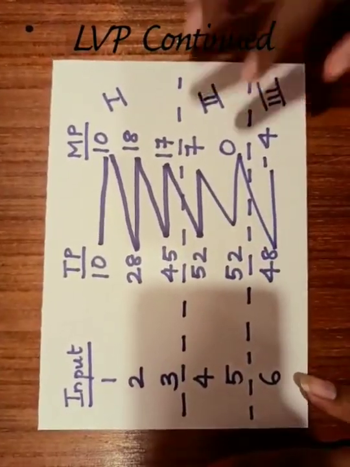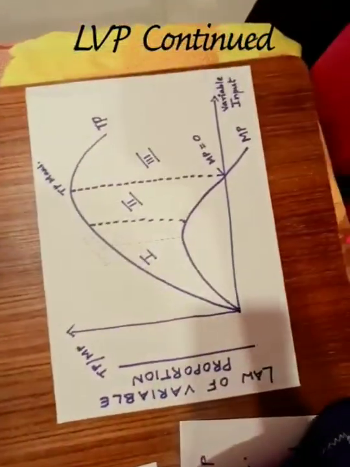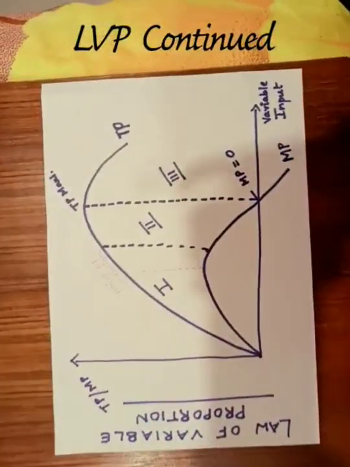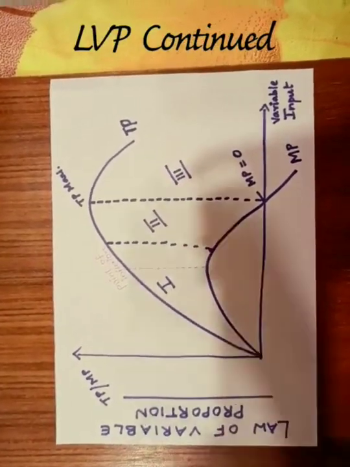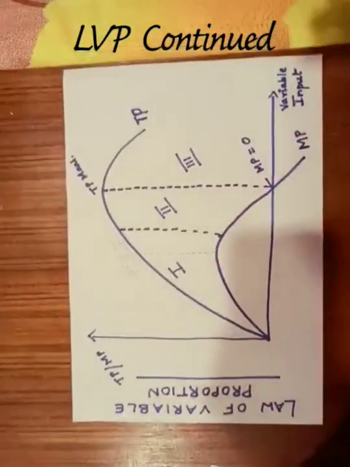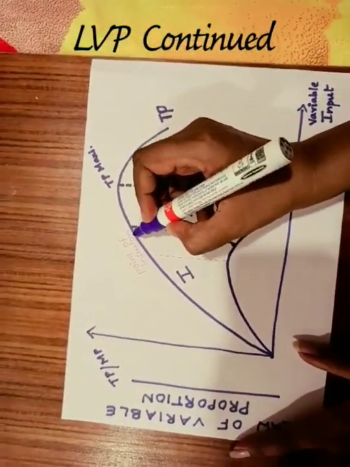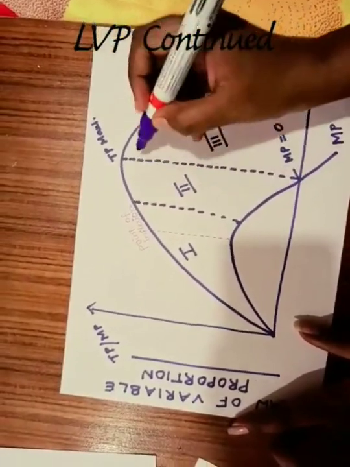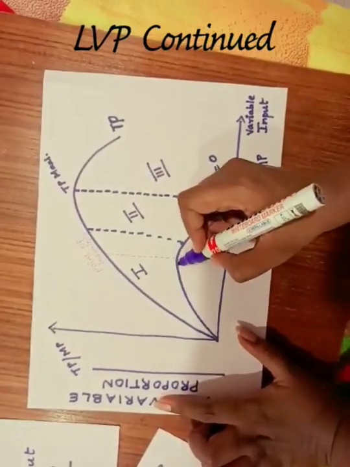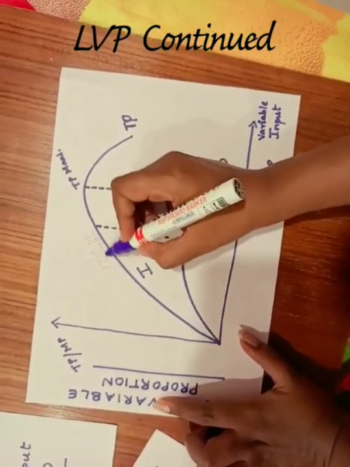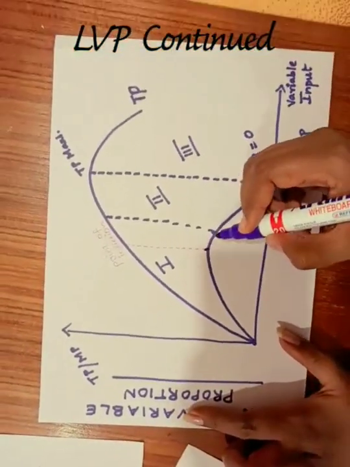Now we have to depict it through a diagram. So this is the diagram for the law of variable proportion. Here you can see a TP curve and an MP curve. See TP in the first stage, as we have learned, is increasing at an increasing rate, then at a diminishing rate, and finally at a negative rate. In the first stage, MP becomes maximum, that is the point of inflection. MP is increasing, becoming maximum, and starts to fall.